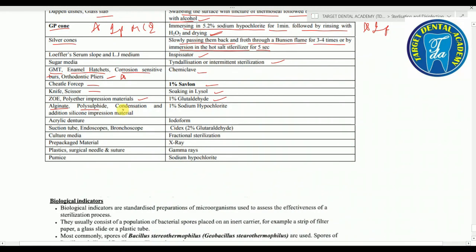Alginate, polysulfide, condensation and addition silicone impression material by 1% sodium hypochlorite. Acrylic denture can be sterilized in iodoform. Suction tubes, endoscopes, bronchoscope are sterilized in Cidex, which is 2% glutaraldehyde. Culture media by fractional sterilization. Pre-packed material by X-rays. Plastic surgical needle and sutures by gamma rays. Pumice by sodium hypochlorite. Very important table. This covers all your methods of sterilization and disinfection.